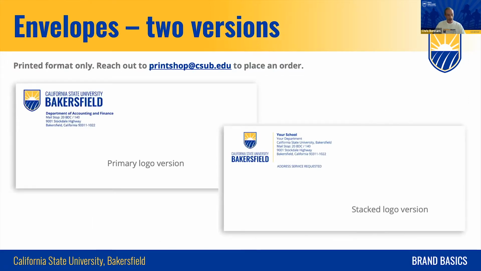Envelopes are also two versions. You'll reach out to the print shop for these as well. These are print only. These don't exist in digital. And there's two versions: the primary logo version, which allows you to put your department or unit underneath, and then the stacked logo version, which allows you to do that on the right side.